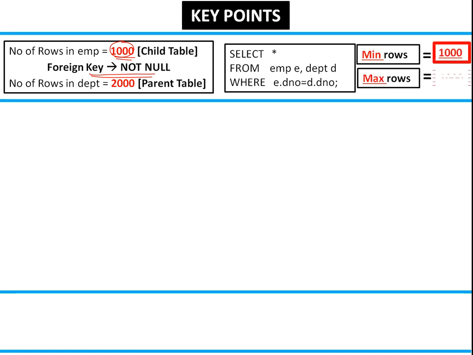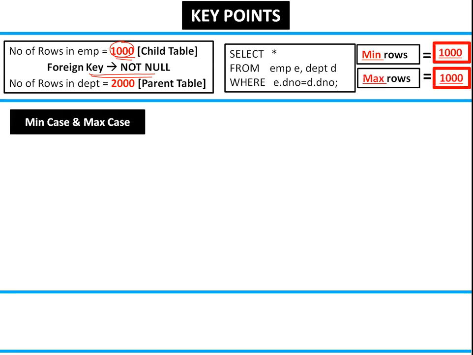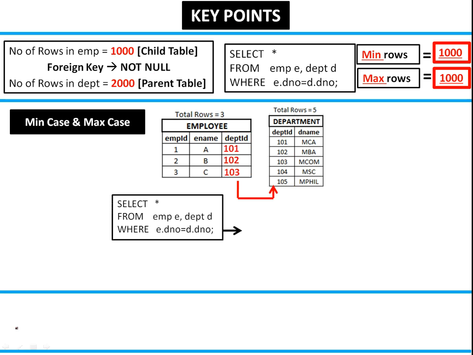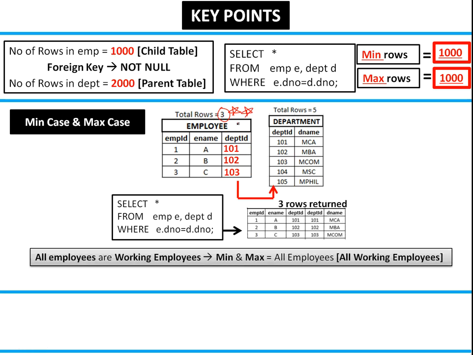Foreign key cannot take null value. This foreign key shouldn't take null values. Null is not allowed. On top of foreign key, it must take one value from this one. So all employees must be working, guys. All employees must be working. In such case, minimum maximum always comes from child table. Clear? Yes. The next one.